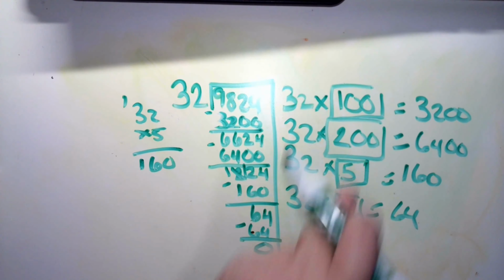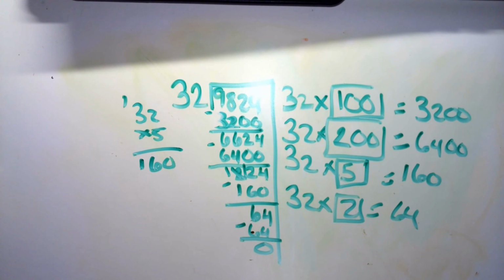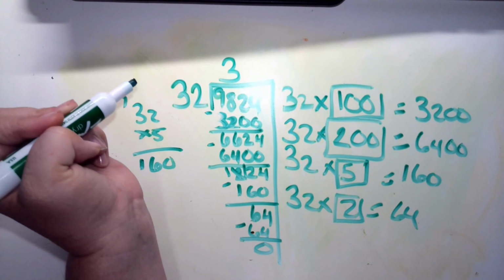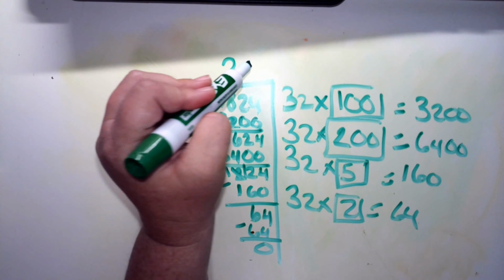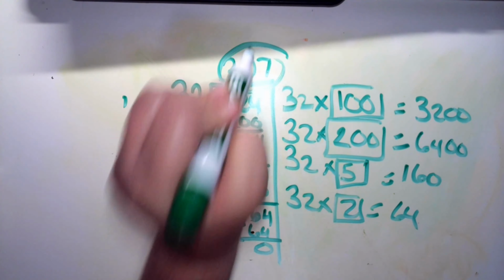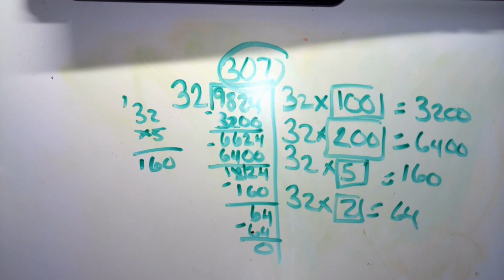I just need to add this up right here to get my final answer. 100 plus 200 is 300. And then 5 plus 2 is 7. My answer is 307.